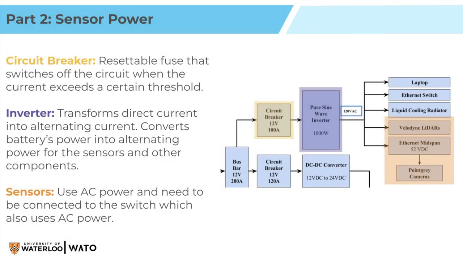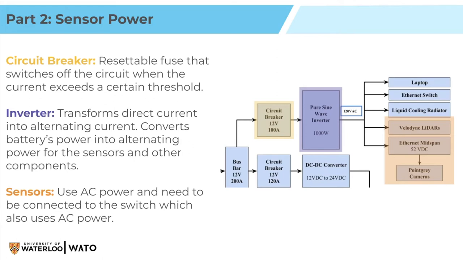The first branch that we have is sensor power. The first thing that goes into this branch is the circuit breaker. This is a resettable fuse that switches off the circuit when the current exceeds a certain threshold. The circuit breaker is rated at 100 amps. If you had 101 amps, then the circuit breaker will essentially turn off the circuit and create an open circuit, effectively protecting all of your other components on this branch. It's a protection mechanism to make sure that things don't overheat or get damaged.